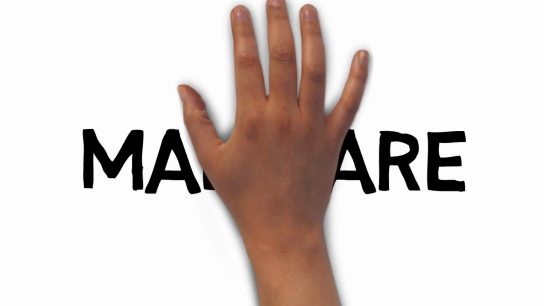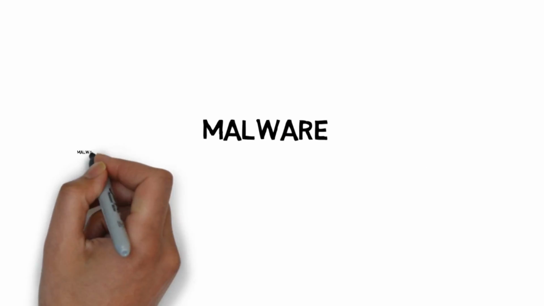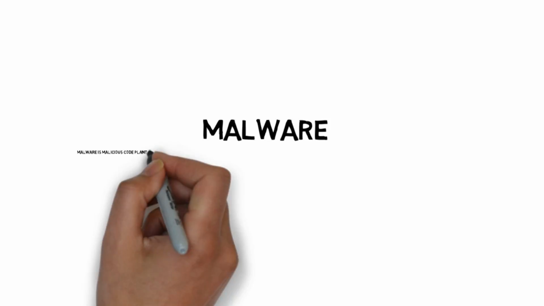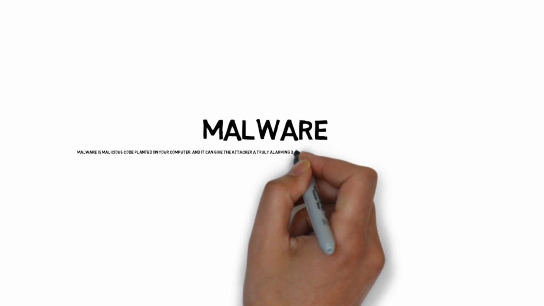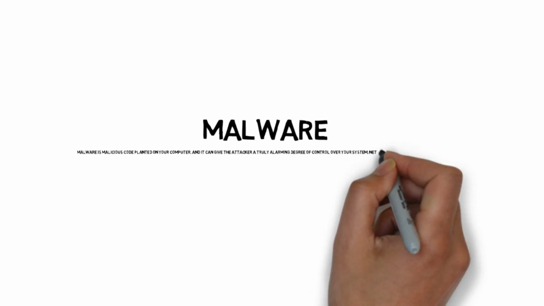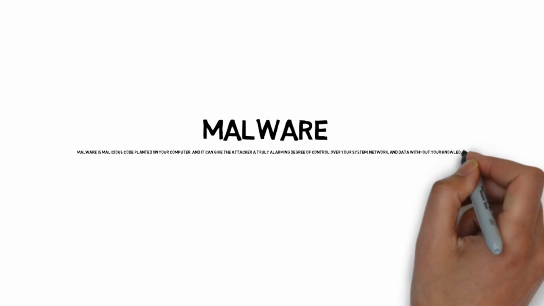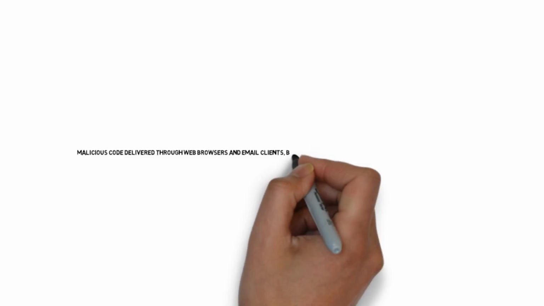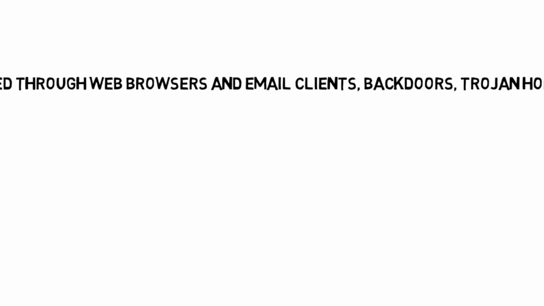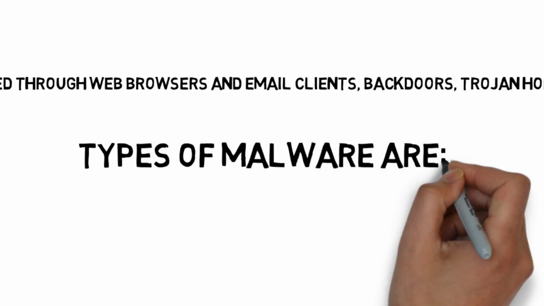The third one is malware. Malware is malicious code planted on your computer and it can give the attacker a truly alarming degree of control over your system, network, and data without your knowledge. Malicious code is delivered through a web browser, email clients, backdoor, Trojan horse, and kernel level manipulations. There are many types of malware available, such as spam, pop-ups, spyware, adware, logic bombs.